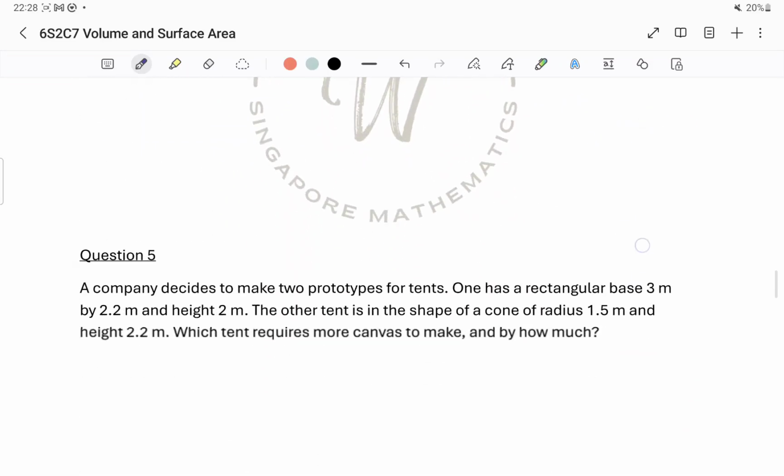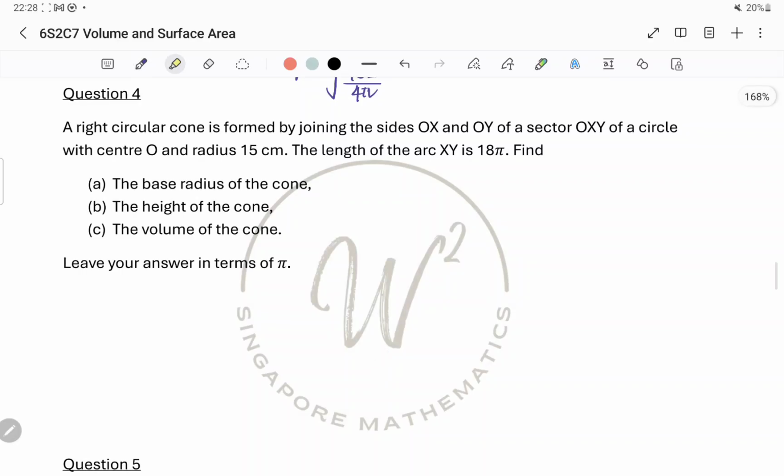Okay, now let's look at the next question, right? When you look at this question, you need to be sensitive, and the question wants you to leave your answer in terms of pi. It means that you cannot write in decimal places already. You must write in pi.